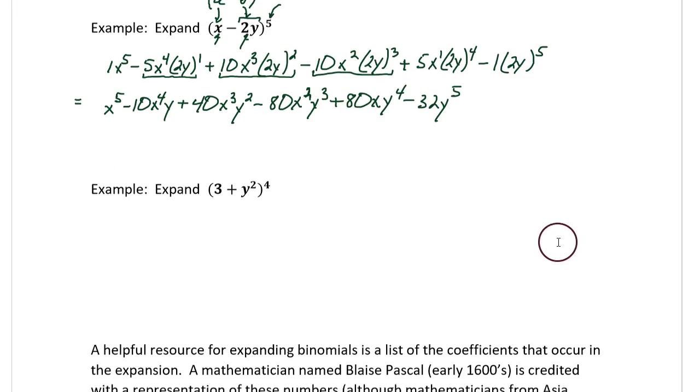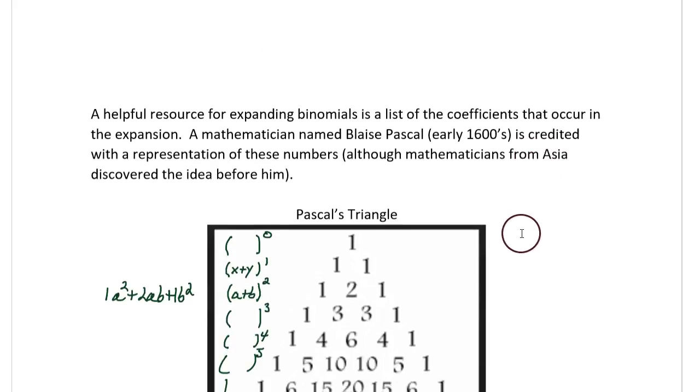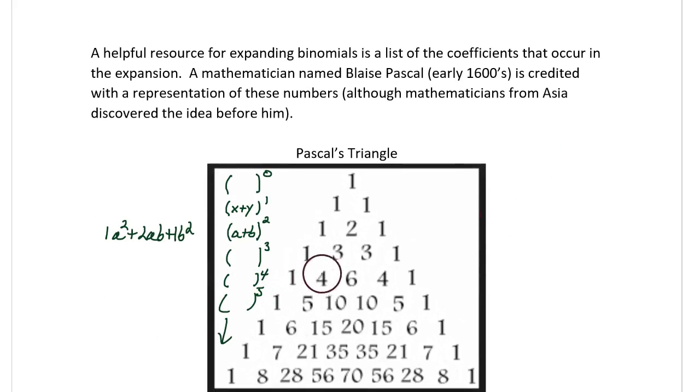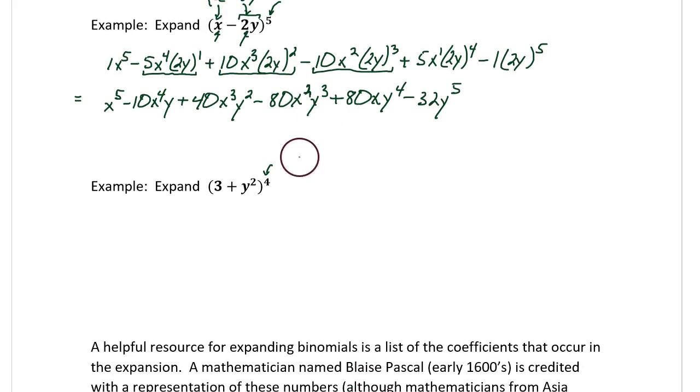Let's do one more example. This time we have 3 plus y squared raised to the fourth power. And again, let's take a look at Pascal's triangle to see what our coefficients will be when raising to the fourth power. They will be 1, 4, 6, 4, 1. I'm going to jot that down so I don't forget.